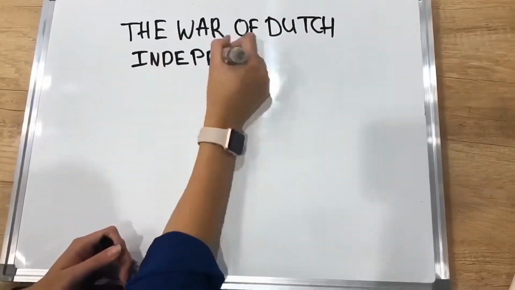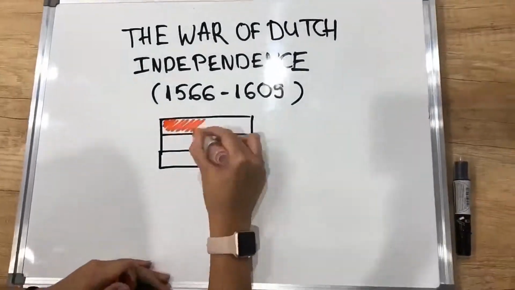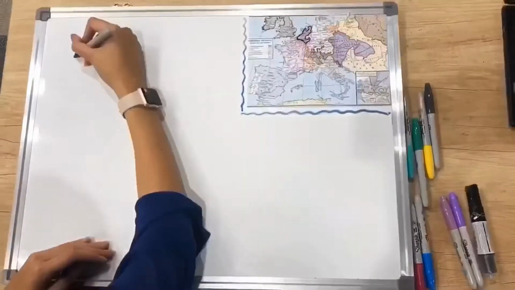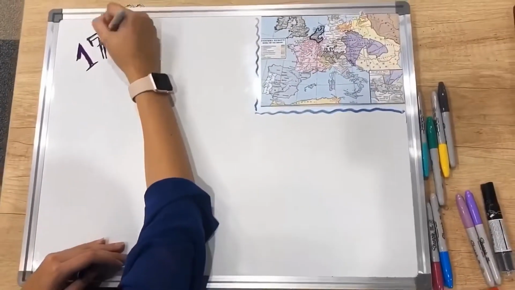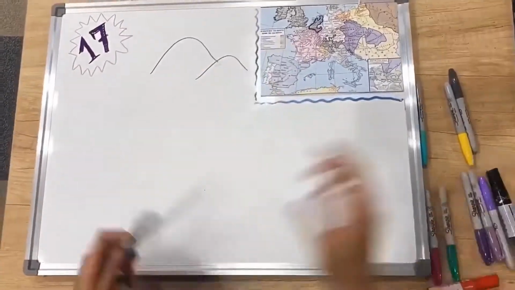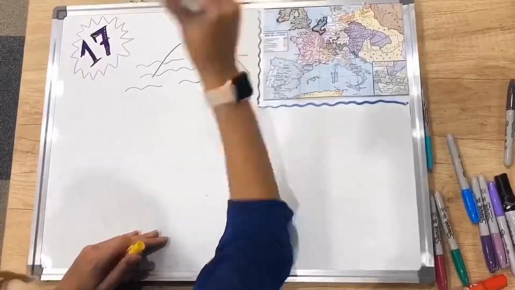The War of Dutch Independence, 1566 to 1609. Background: the 17 separate provinces of the territory were called the Netherlands, or the Low Countries, because of the flooding that kept large portions of them under water.